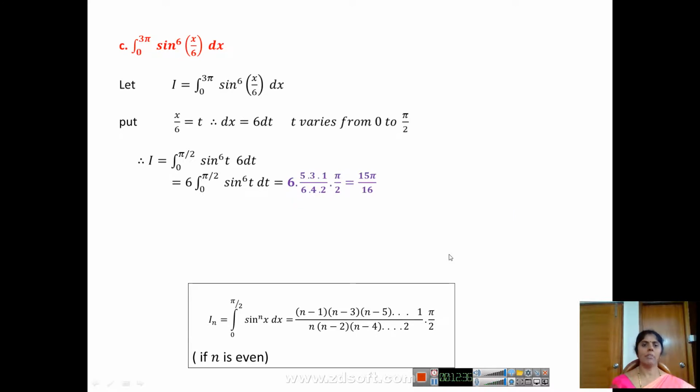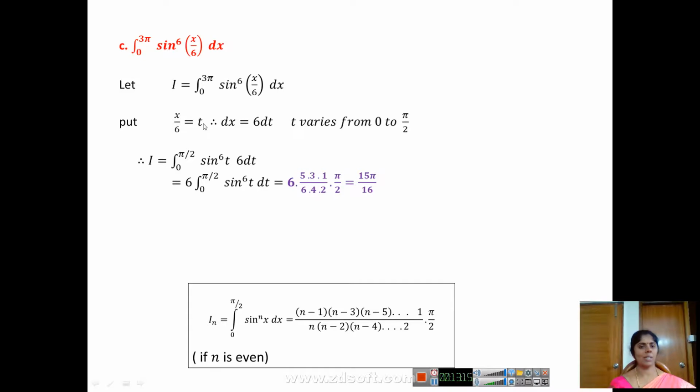Similarly, we can solve this problem. The problem is given like this: the integral from 0 to 3 pi of sine to the power 6 of x by 6 dx. Again, it is not a single angle of sine; the angle is given as x by 6. So we have to change it to a single angle. For that, consider I equals the integral from 0 to 3 pi of sine to the power 6 of x by 6 dx. Here put x by 6 equal to t.